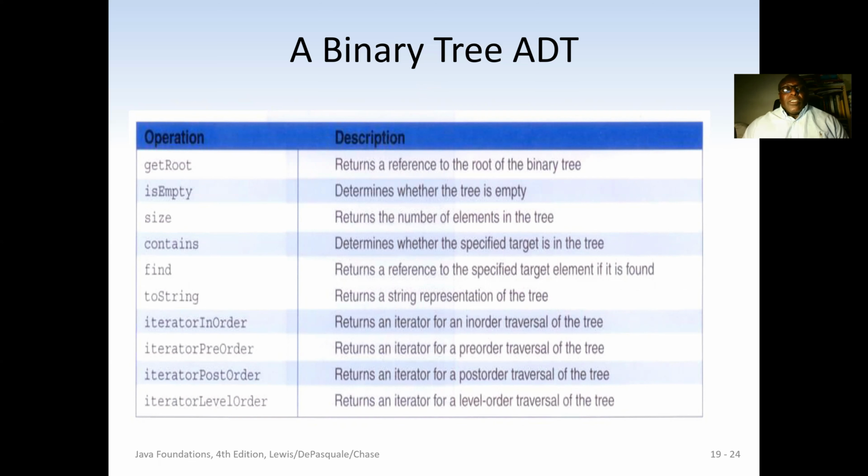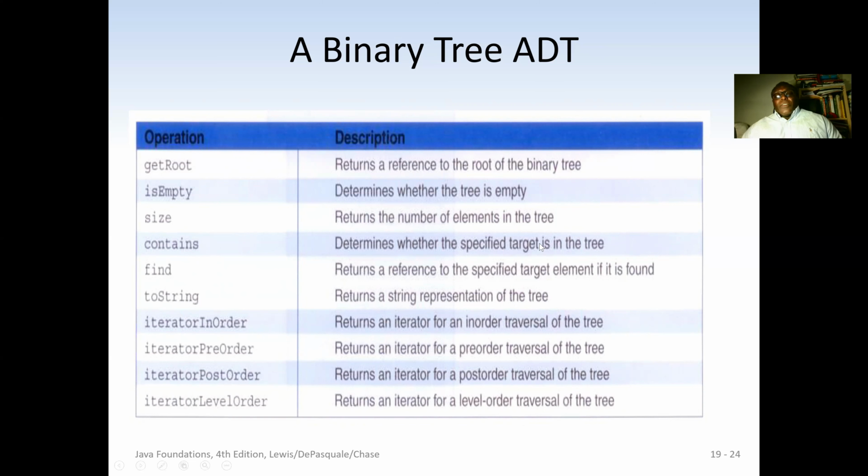Here we have the operations. Get root means we want to know the info in the root. We can also check if the tree is empty. The size will give us the number of nodes in the tree. Then contains, we can check if a specific value or character it contains. Then find means searching for an item. Then we have the toString, then iterator: in order, pre-order, post-order, and level order.